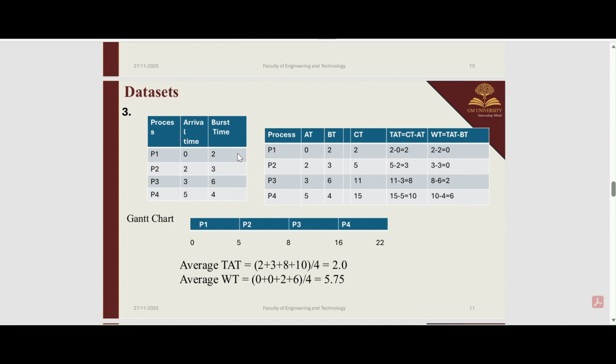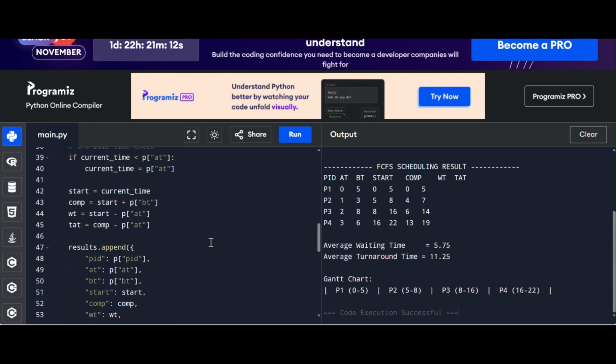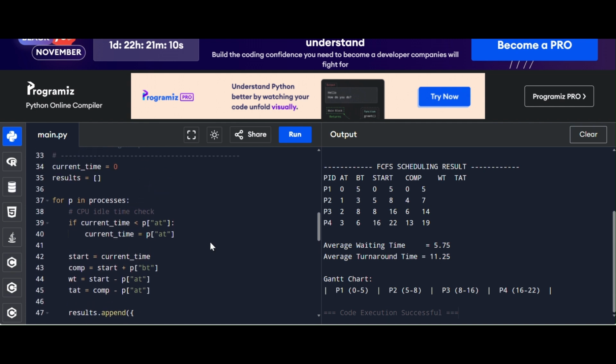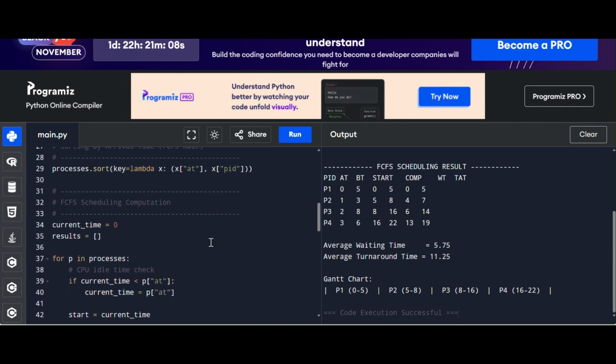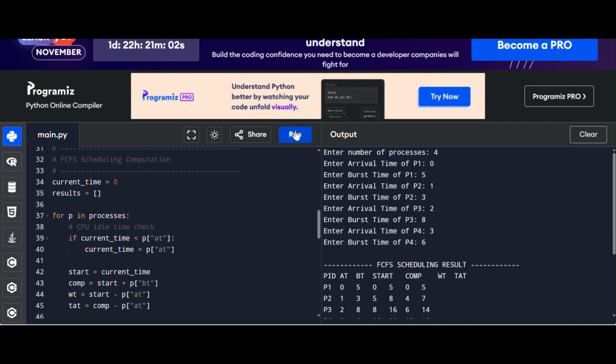Here we used the Python online compiler and we use the Python code. This Python code calculates the turnaround time and waiting time. This is the output. Once again I run.